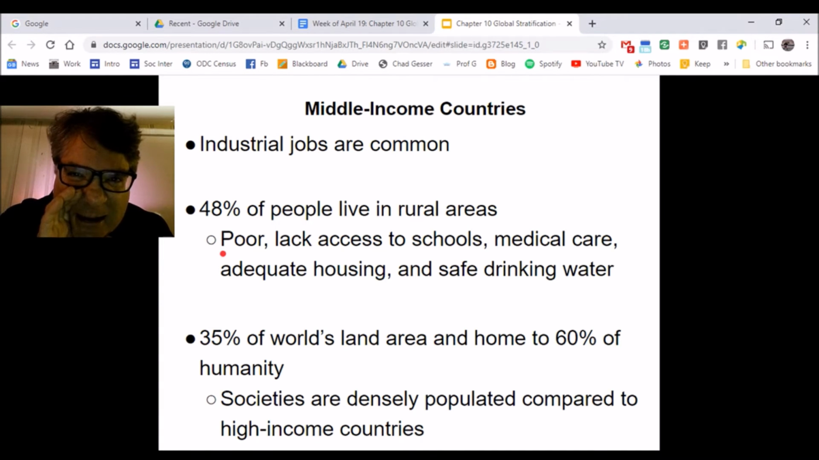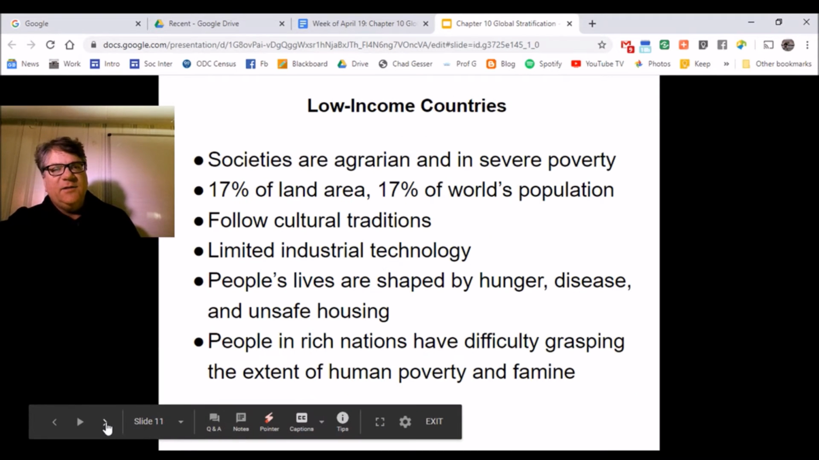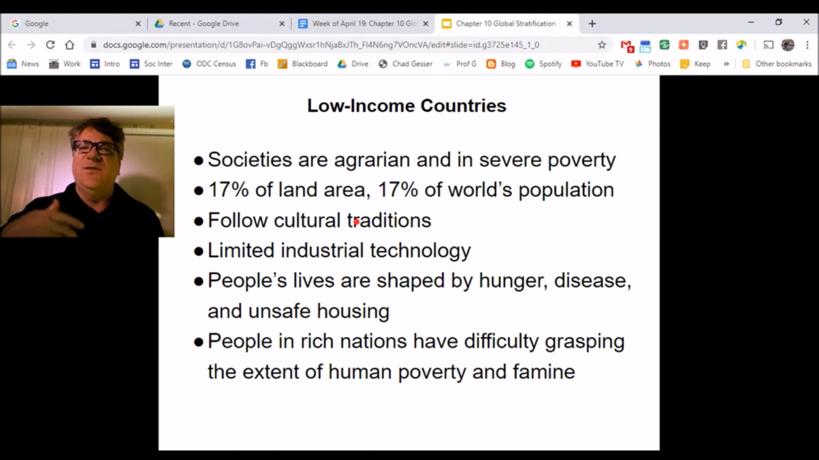China and India are two of the biggest. Okay. Next slide here. Low-income countries are very agricultural, with a small percent of the world's land area and a small percent of the world's population. Now, what we're talking about with low-income countries, again, is a level of poverty that is approaching concepts such as famine.